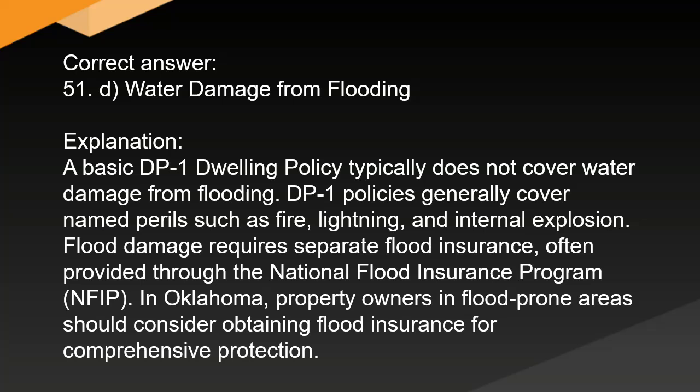DP-1 policies generally cover named perils such as fire, lightning, and internal explosion. Flood damage requires separate flood insurance, often provided through the National Flood Insurance Program, NFIP. In Oklahoma, property owners in flood-prone areas should consider obtaining flood insurance for comprehensive protection.